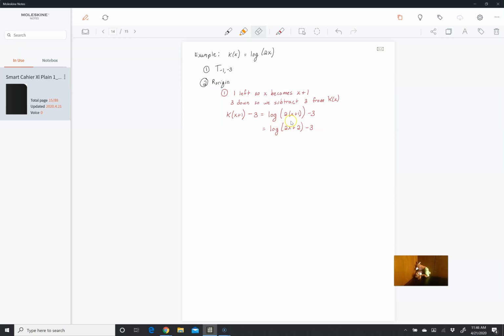Okay, the simplifying makes it easier because we don't have negatives. We don't have parentheses. Okay, let's do our reflection in the origin. So a reflection in the origin affects both x and y.